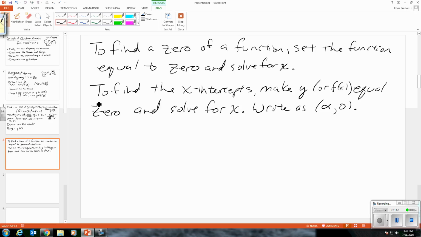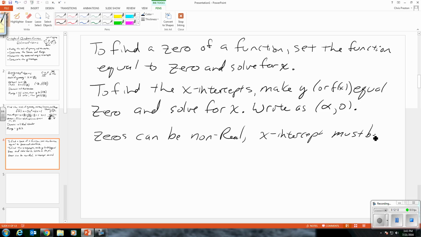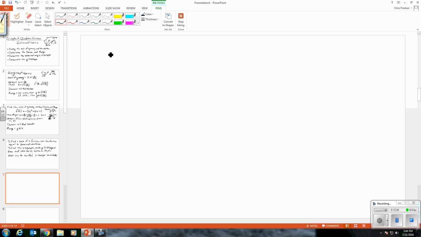Now, there is something we need to be aware of. Zeros can be non-real. X-intercepts must be real. Must be a real number. So you can have imaginary numbers with zeros, but you can't have imaginary numbers with x-intercepts. So, find the zeros and x-intercepts.